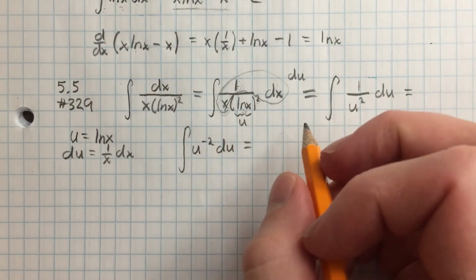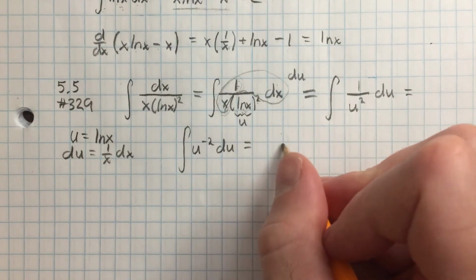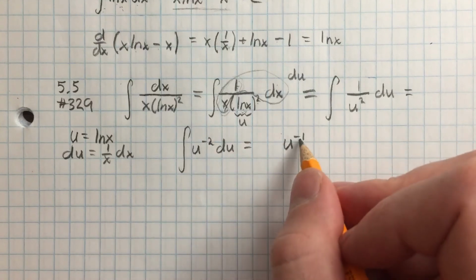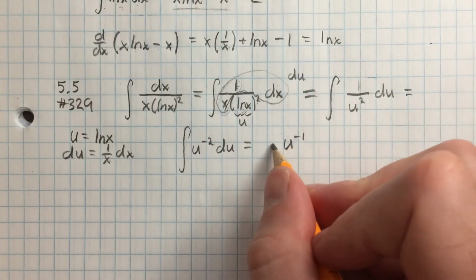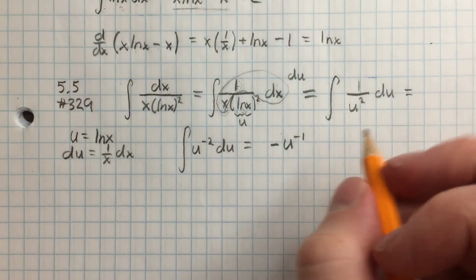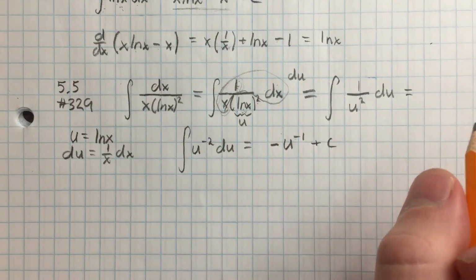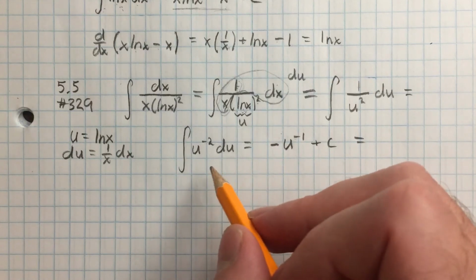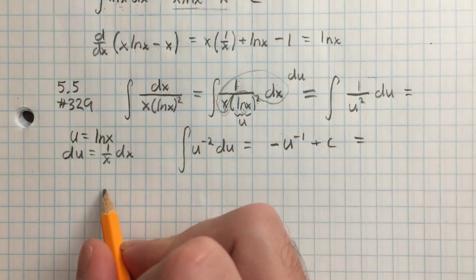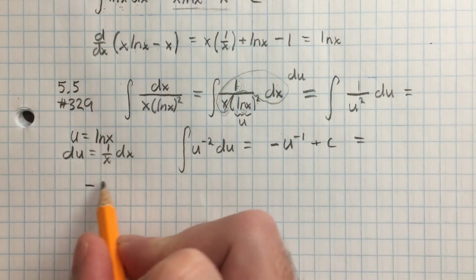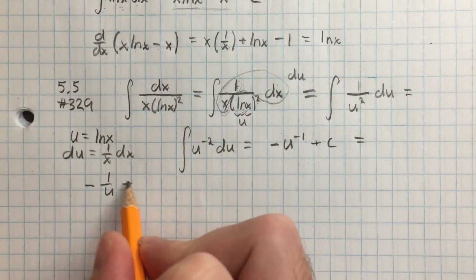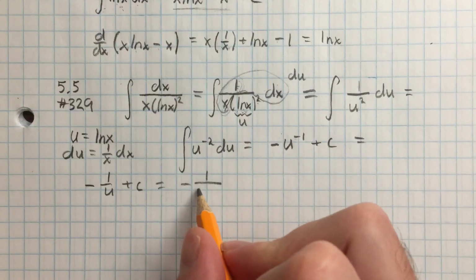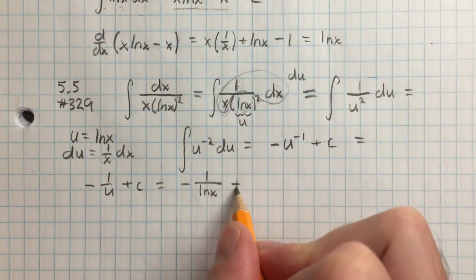So going up by 1, we'll go up to negative 1. Get u to the negative first, and we'll now multiply by the reciprocal of negative 1, which is negative 1 back again, really. And that will be plus c. Now just write it back in terms of x, like we started with, because it's the indefinite integral. And we'll get negative 1 on u plus c, which is negative 1 on natural log x plus c.